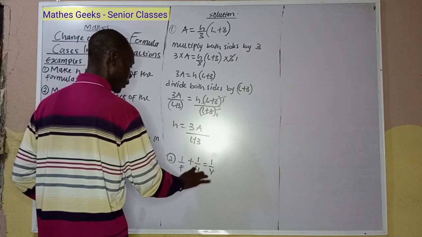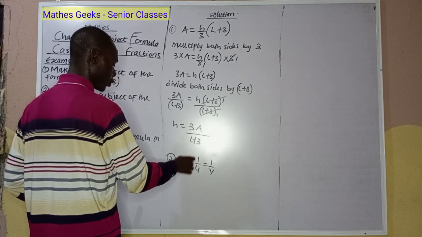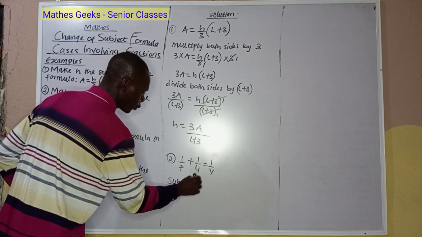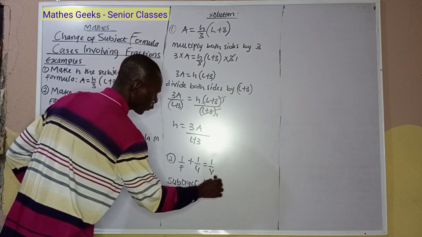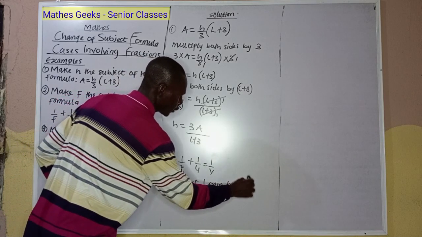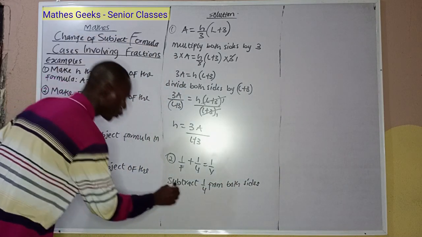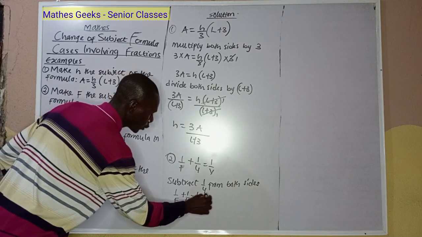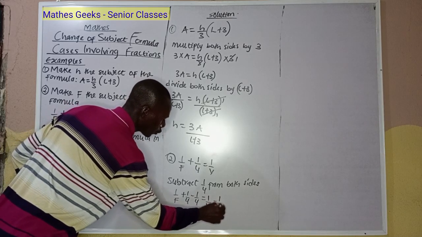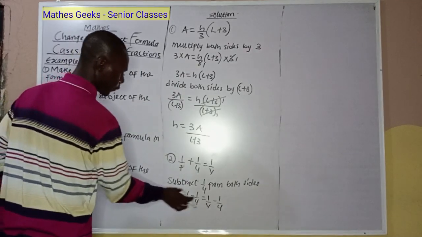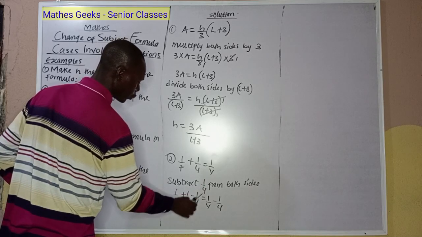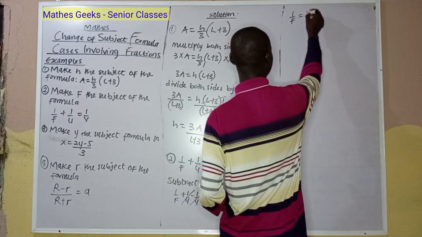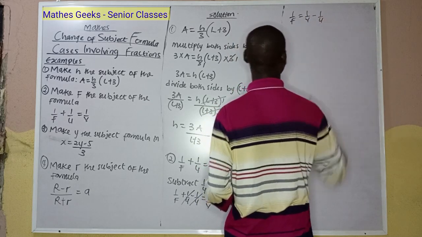First thing is to eliminate this part, and to do that, this is addition, so the opposite of addition is subtraction. So we're going to subtract 1 over u from both sides. So 1 over f plus 1 over u minus 1 over u is equal to 1 over v minus 1 over u. Now, 1 over u minus 1 over u will give you 0. So 1 over f is equal to 1 over v minus 1 over u.